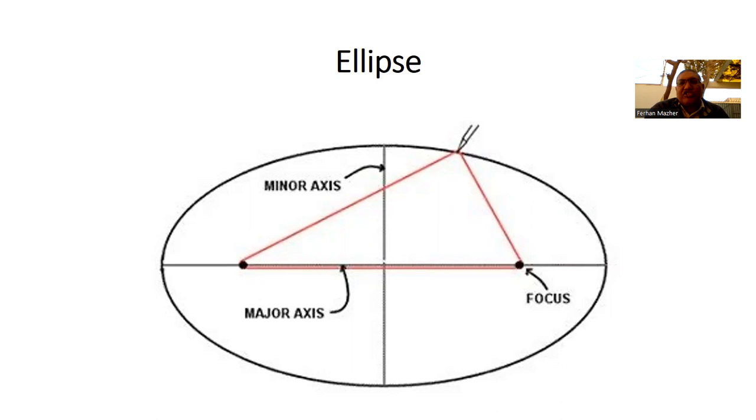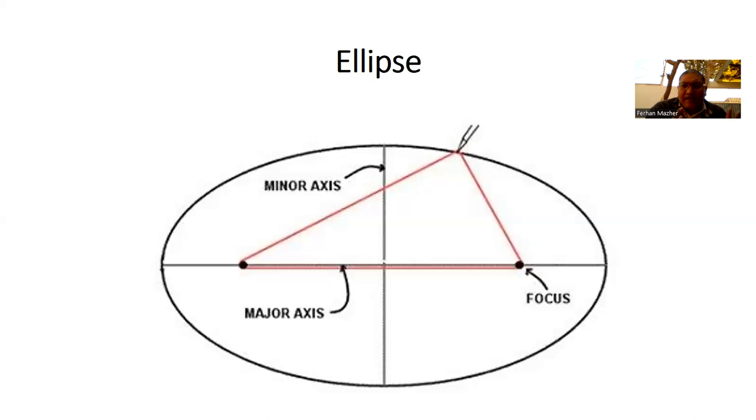Today, in this video, we are going to talk about a geometrical shape which we call an ellipse. The name of this shape frequently comes up in the solar system. When we talk about the solar system, the stars and their orbits, this word comes again and again. So I thought it would be very useful to make a video explaining the meaning of the shape ellipse.